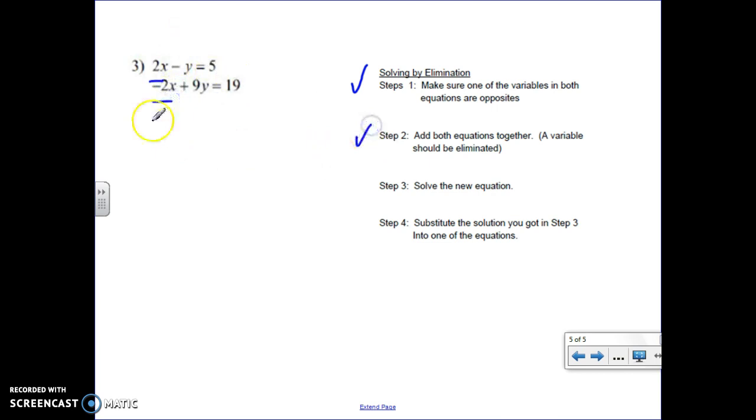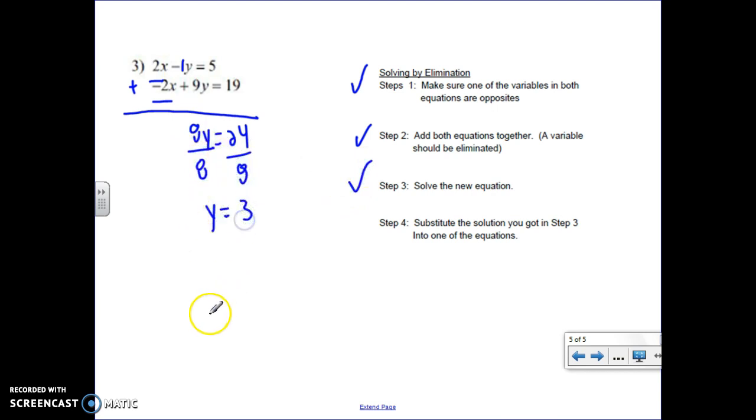Step 2, I'm going to add both of them together. So I'm going to add 2 plus -2 is gone. -1y plus 9y is 8y. 5 plus 19 is 24. Step 3, solve the equation. I'm going to divide both sides by 8. So I get y to equal 3.